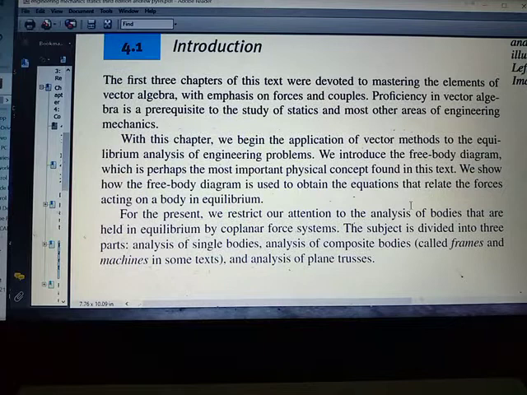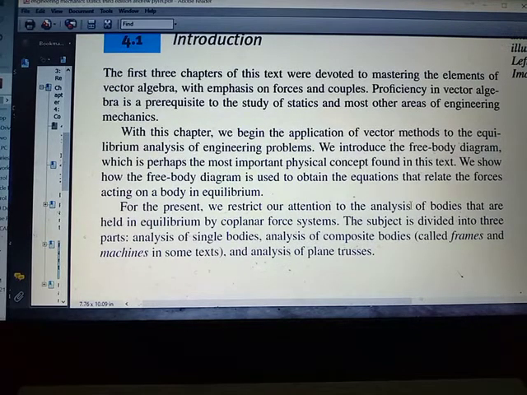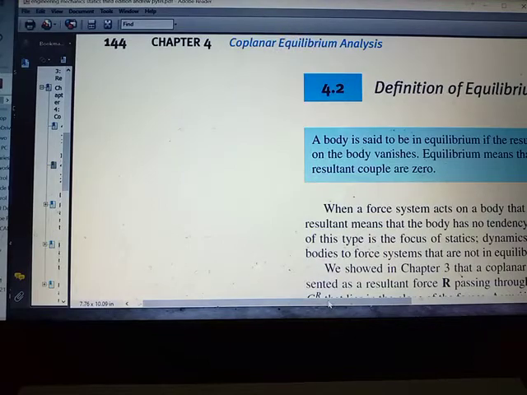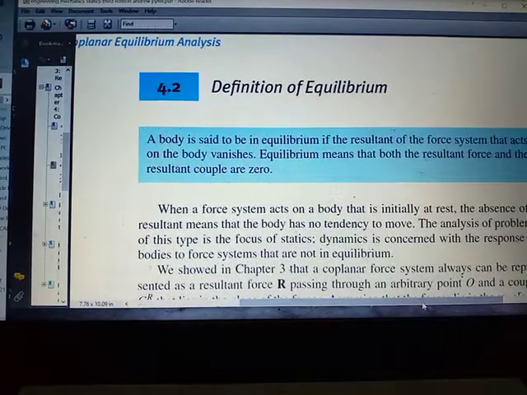So, for this present, we restrict our attention to the analysis of bodies that are held in equilibrium by coplanar force systems. The subject is divided into 3 parts: the analysis of single bodies, analysis of connected bodies, for this case, frames and machines, and the analysis of plane trusses. So balikan muna natin, ano nga ba yung definition ng equilibrium?